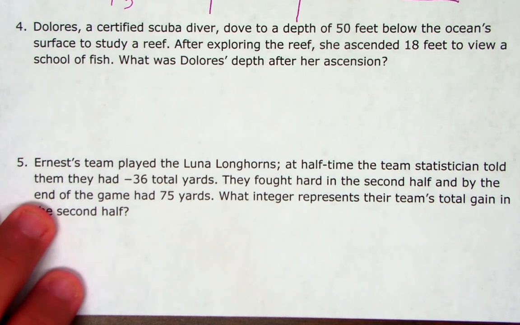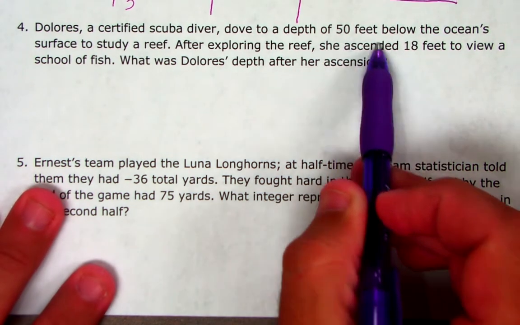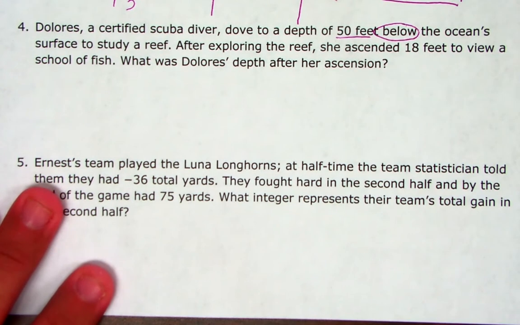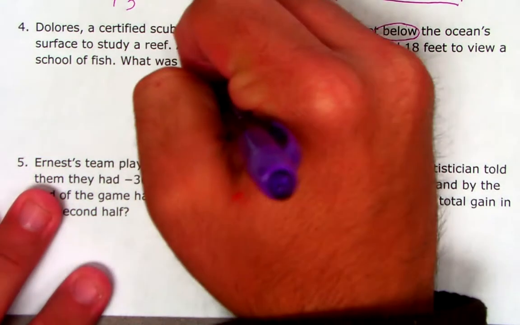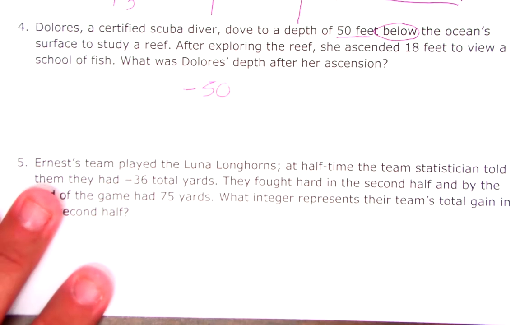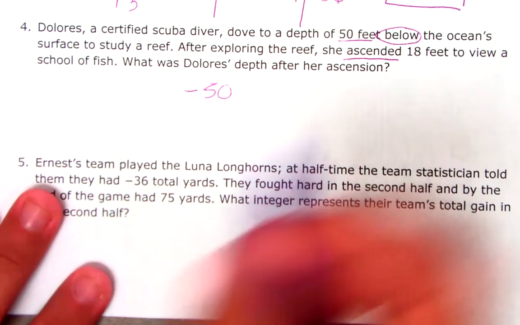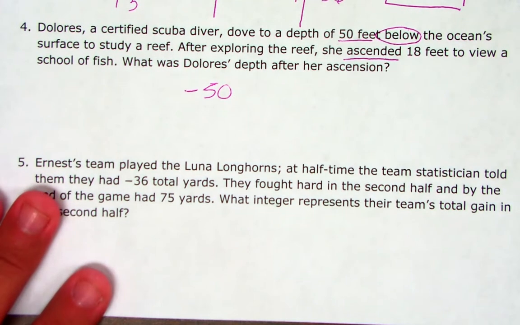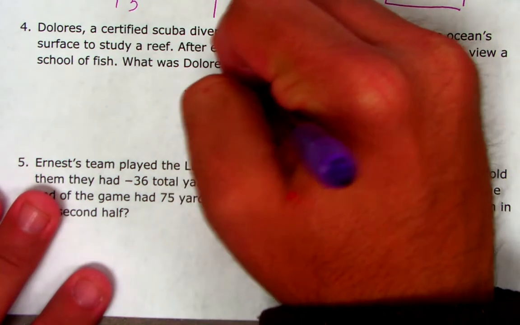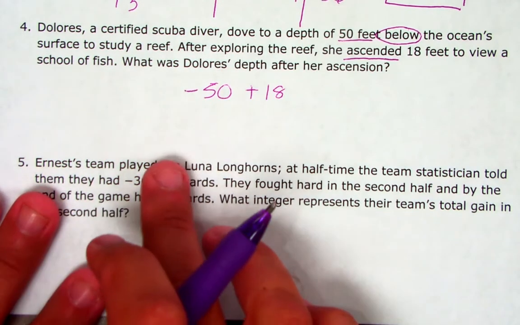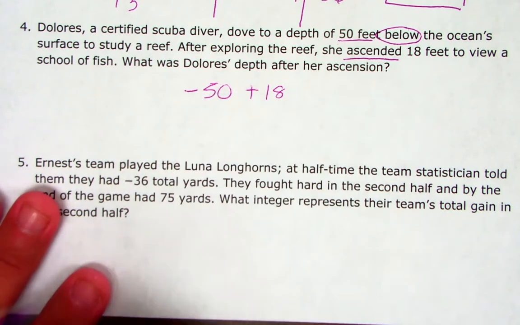So let's underline some keywords here. First of all, she was 50 feet below. Guys, if you are below something, is that a positive or a negative? Correct, you're below the ocean, so that is a negative 50. And then we have this other big word, ascended. Ascended means you go up. If you go up, that is a positive. So our integer setup is negative 50 plus 18.